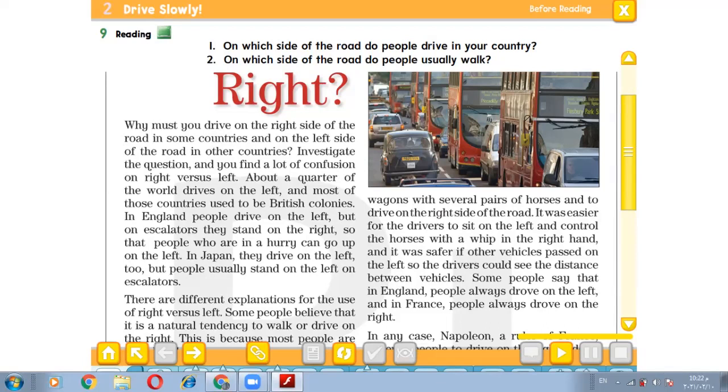In England, people drive on the left, but on escalators, they stand on the right. So the people who are in a hurry can go up on the left, and in Japan, they drive on the left too, but people usually stand on the left on escalators. Thank you, Abdulaziz.